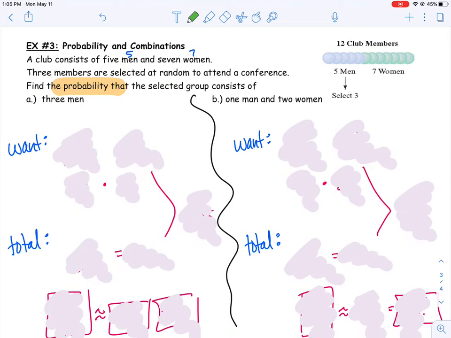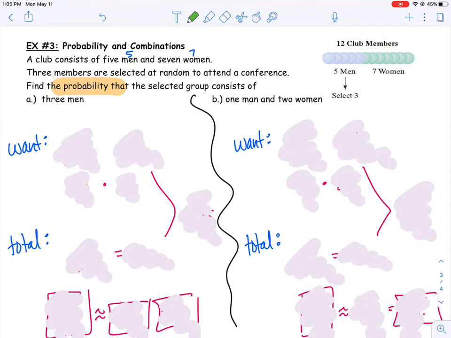So the first thing I see is that keyword probability. So I know that probability means what I want out of total. So again, that's how I'm going to organize myself. It's what I want out of the total. All right, so for this first one, I want to find the probability that the selected group will be 3 men. So now we have to consider, does order matter?